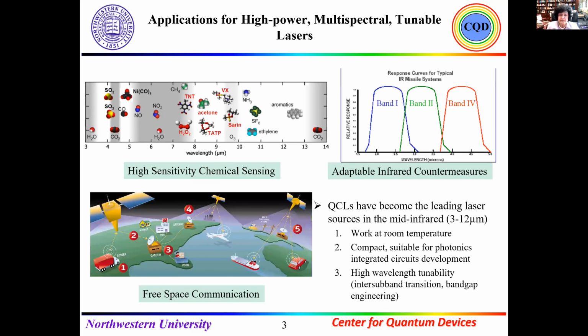First of all, why? The applications of high power multispectral tunable lasers are numerous. Among them, we can say high sensitivity chemical sensing, free space communication, adaptable infrared countermeasures, and many others. High wavelength tunability, inter-subband transition, and band gap engineering can help, and the quantum cascade between 3 to 12 micron can be operated at room temperature, is compact, and suitable for photonic integrated circuit development. The objective of this talk is one of those.